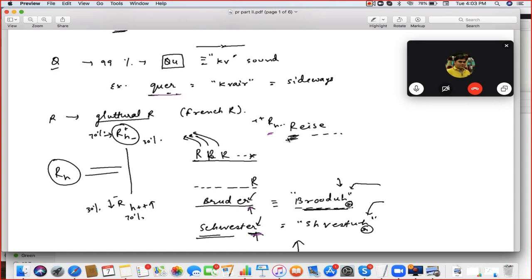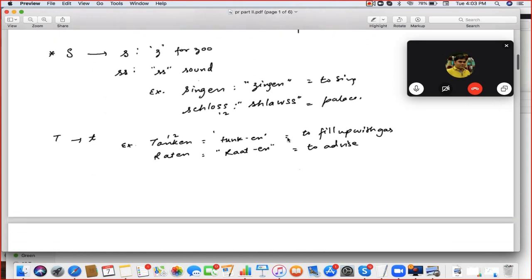Then next is S. Single S is like Z and double S is like the English S. So speak that. Singen. Schloss. Singen and Schloss.